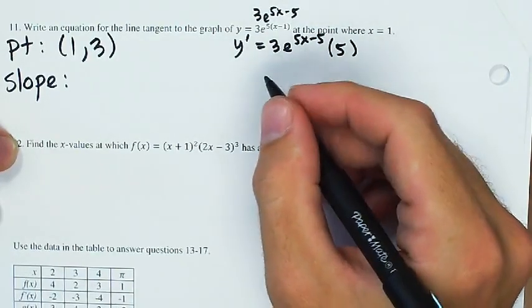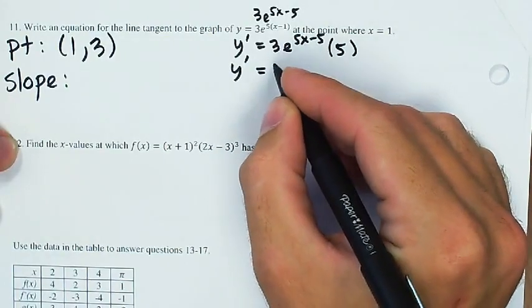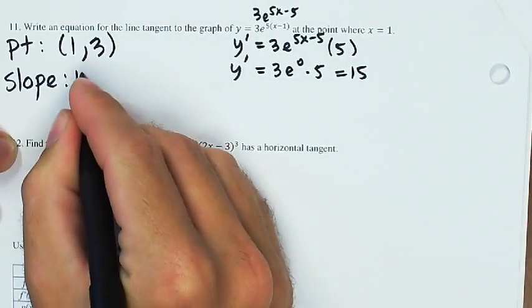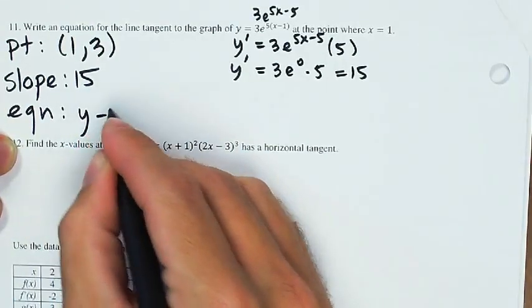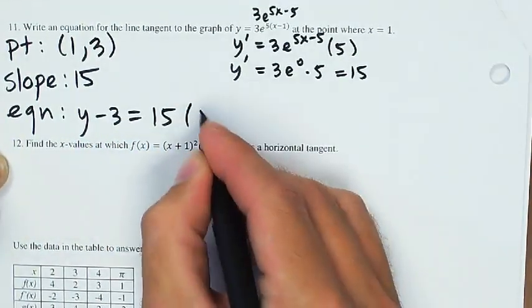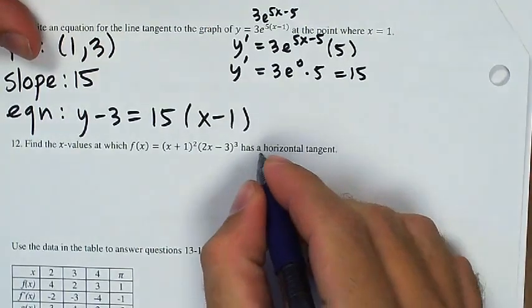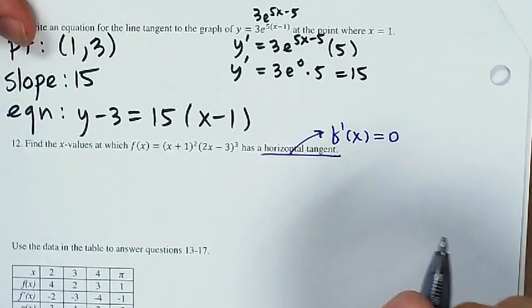Okay. Meaning that where x equals 1, y prime is going to equal 3 times e to the 0 times 5, which is going to be 15. So the equation is y minus 3 equals 15 times x minus 1. All right, here we've got another one, a horizontal tangent. So you know that when you see that, that means we're going to take the derivative and set it equal to 0.